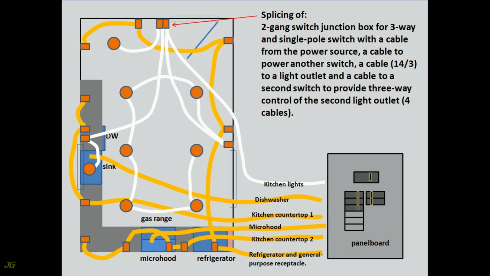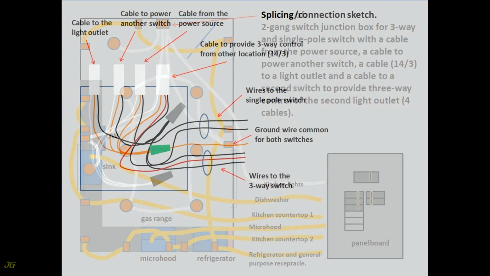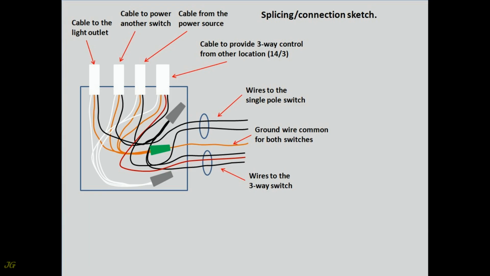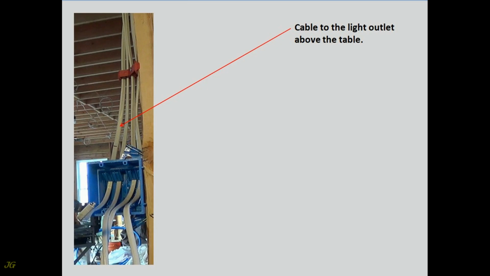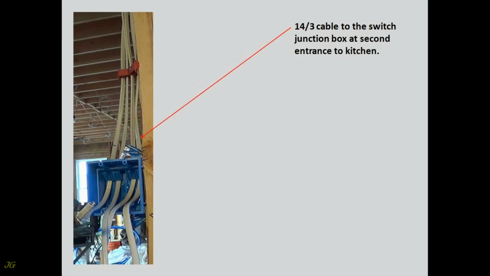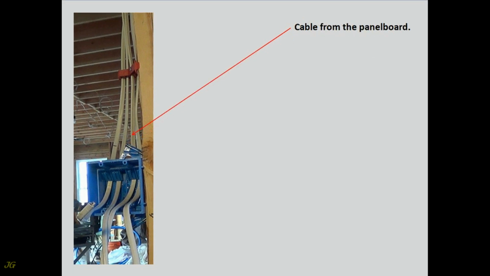Splicing of 2-gang switch junction box for 3-way and single pole switch with a cable from the power source, a cable to power another switch, a cable, 14.3, to a light outlet and a cable to a second switch to provide 3-way control of the second light outlet, 4 cables. Splicing, connection sketch. Cable to the light outlet above the table. 14.3 cable to the switch junction box at second entrance to kitchen. Cable from the panel board. Cable to the switch near the sink.